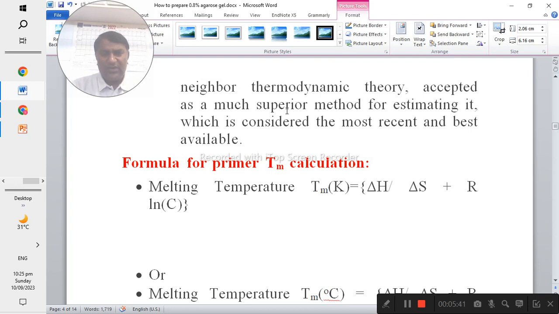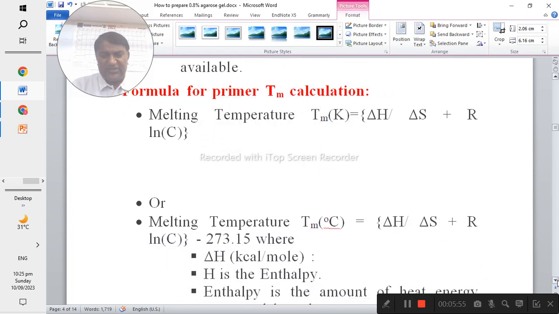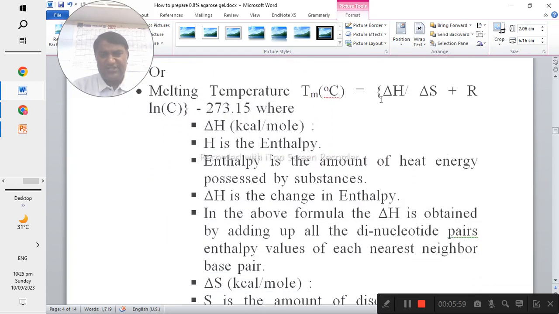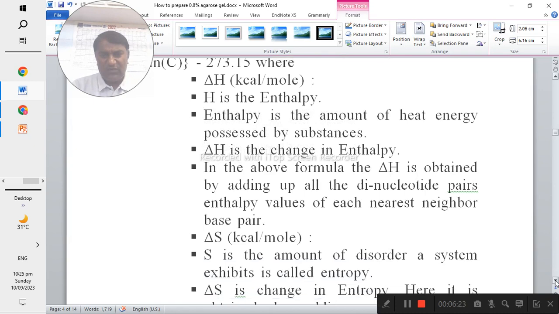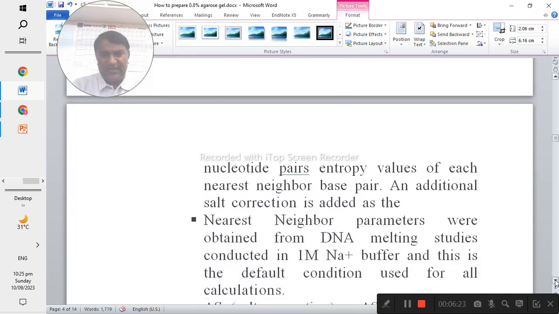So the formula for primer Tm calculation: the melting temperature Tm in Kelvin equals delta H over delta S plus R ln C. And the equation: Tm equals delta H over delta S plus R ln C, minus 273 plus 15, where H is the enthalpy, an amount of energy, and delta H is the change in enthalpy in the above formula. So you can apply this formula.